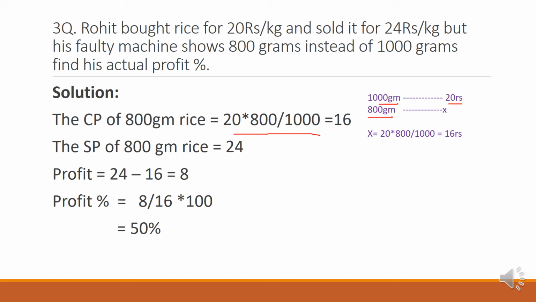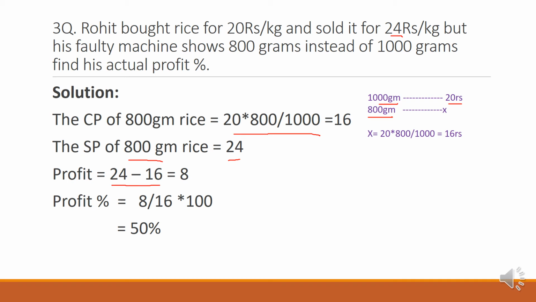So the cost price of 800 grams of rice is 16 and he is selling 1000 grams for 24 rupees. But actually which is 800 grams. So the selling price of 800 grams is equal to 24. So here profit is selling price minus cost price. So 24 minus 16 is equal to 8.